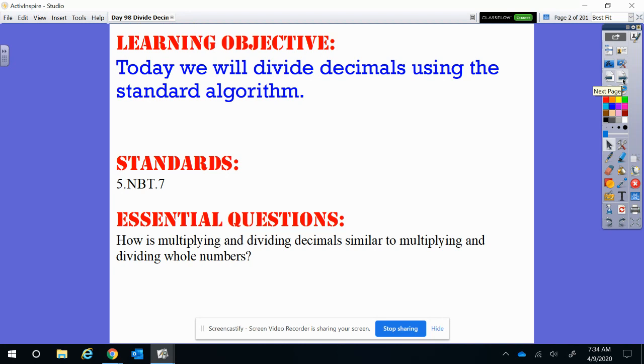Today's learning objective is we will learn to divide decimals using the standard algorithm. And you can see the standard there in the essential question. How is multiplying and dividing decimals similar to multiplying and dividing whole numbers? Everything's the same, except you have to remember to include your decimals.